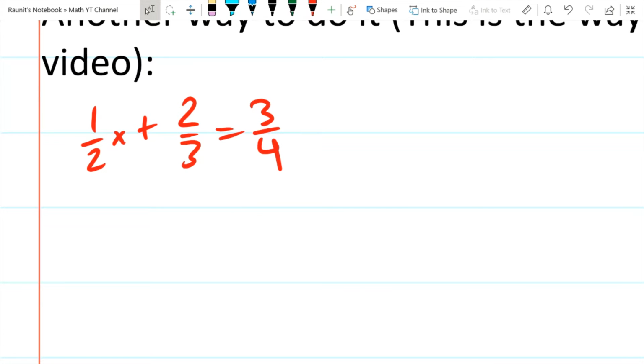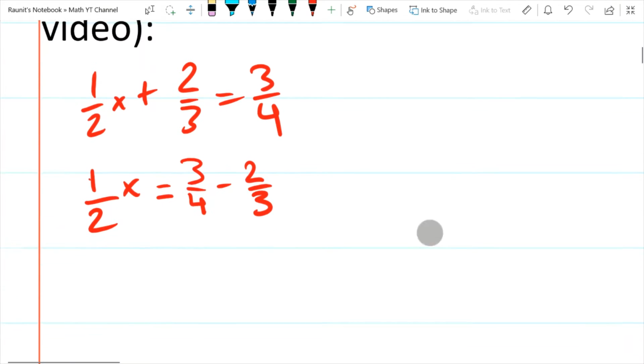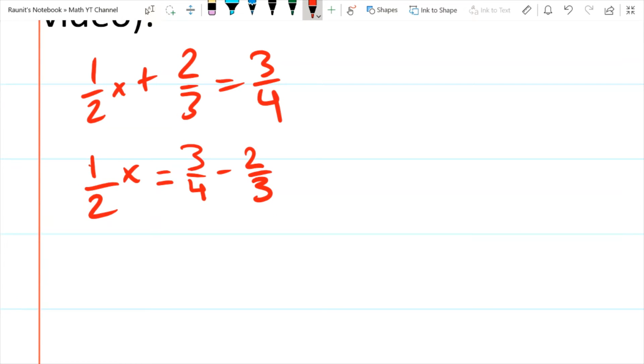So what I do is I bring the numbers to one side first, which we know is 2/3 and 3/4. They're both numbers. So we keep the 1/2 x on one side, and then we subtract 2/3 from both sides, which is equal to 3/4 minus 2/3. Now over here we need an LCM because these denominators are not the same, therefore we cannot subtract them. So let's just focus on this side of the equation for now.